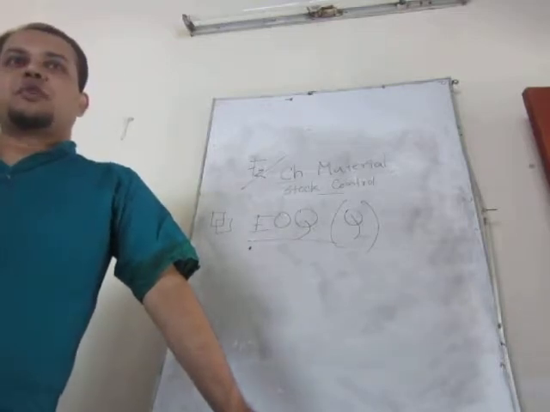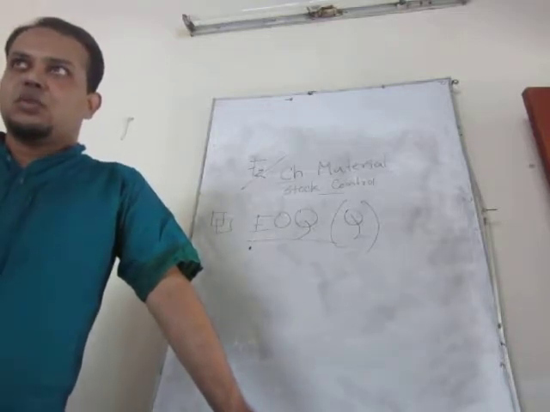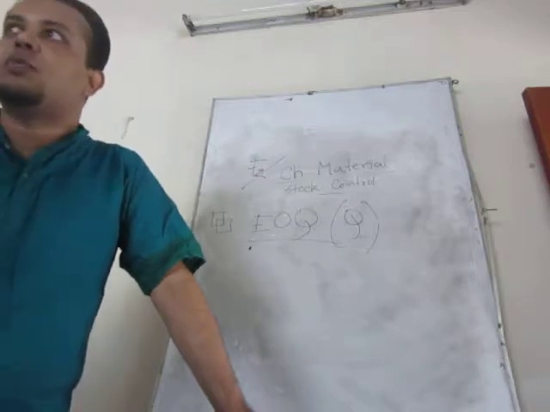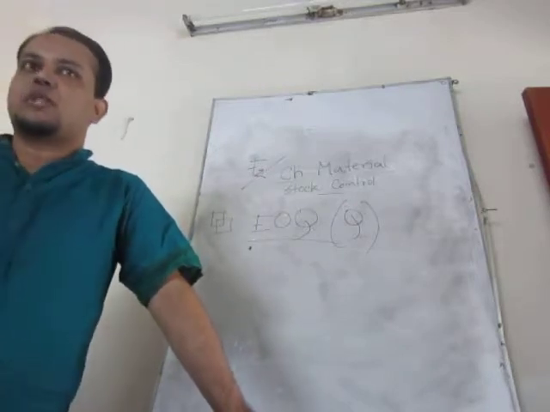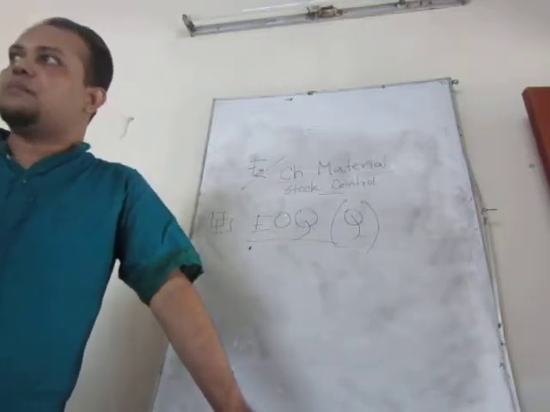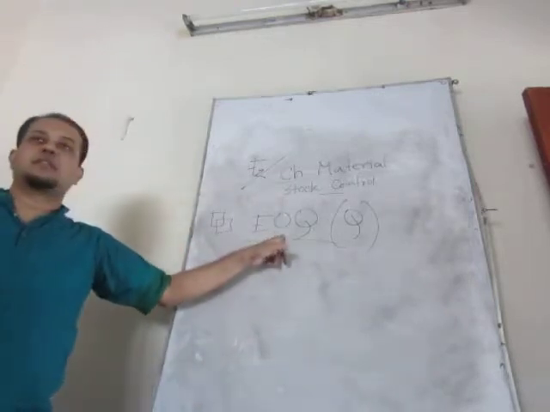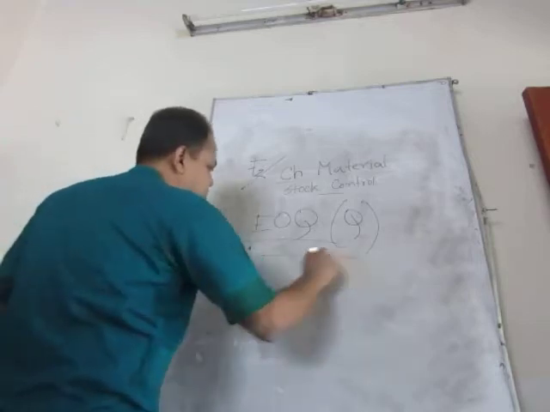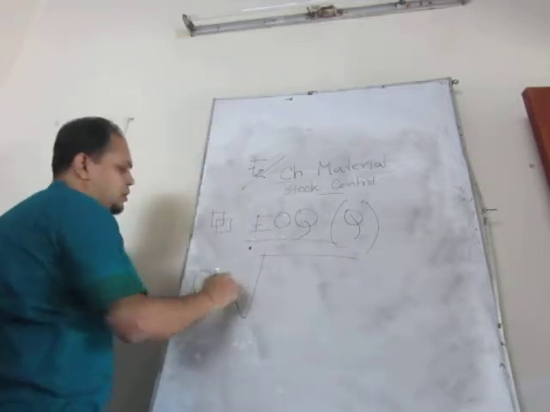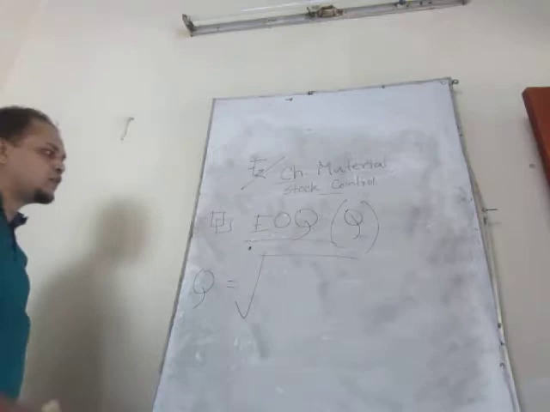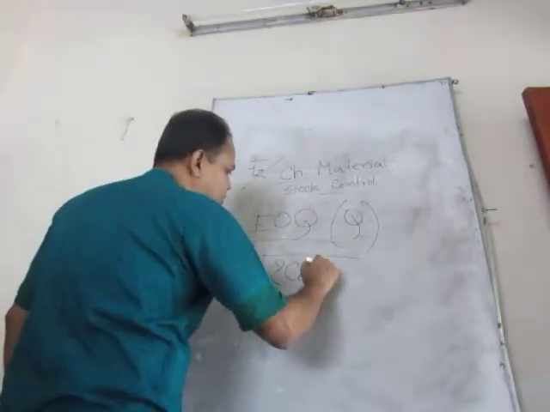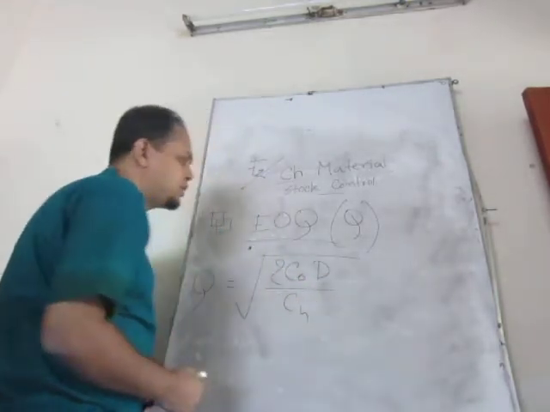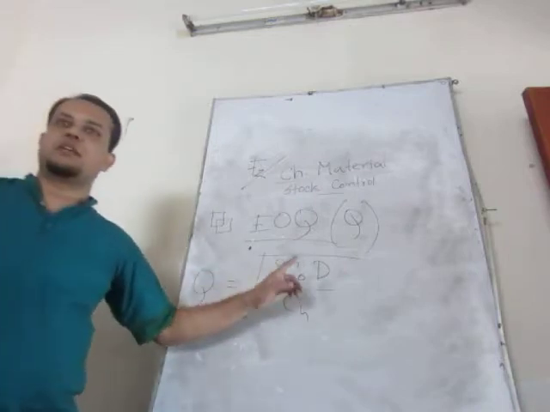After the discussion of the problem between CH and CO, we question ourselves: how much should be ordered and stocked so that the stock related cost will be minimum? That answer actually comes from this specific model. EOQ quantity is root over 2COD by CH. You know the symbolized meaning.